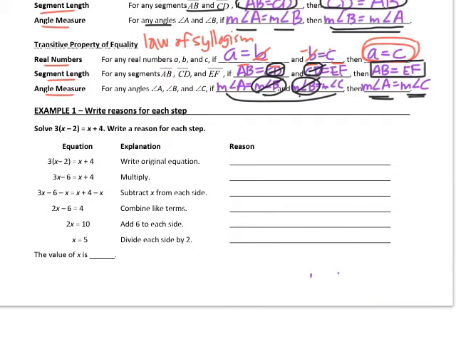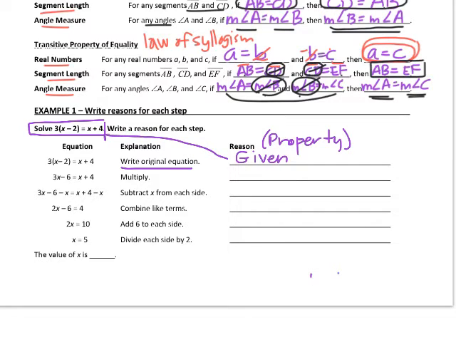Okay, for example 1, it asks us to write the reasons for each step. The reason is going to be a property, one of the properties that we just went over. So you're going to need to write the property in on the line. In the very first step, it says write the original equation. Well, the original equation came from up here. It's telling us to solve this equation and write a step for each reason. So whenever we start a proof, the very first step, the reason is generally the word given, because we were given the information from the beginning. So there's not really a reason for that first item, it's just that we were given this information.